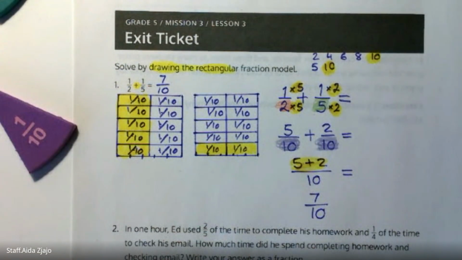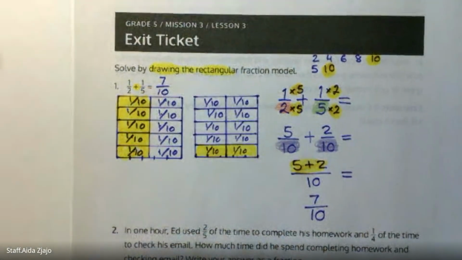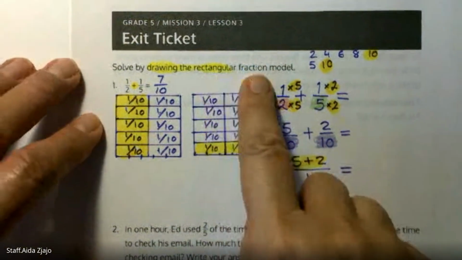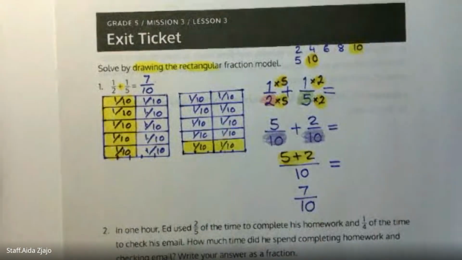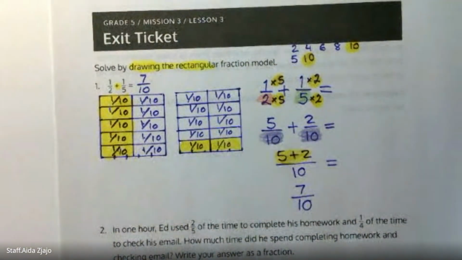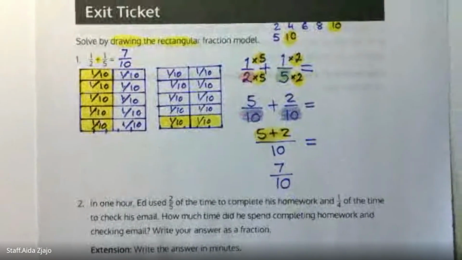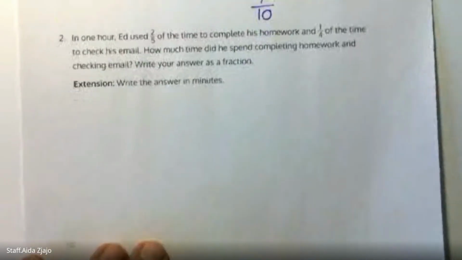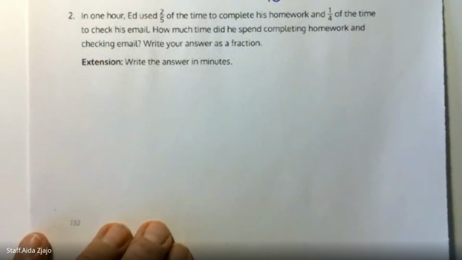And that is problem 1, and we showed a fractional model, a rectangular fractional model, and also pieces. Let's talk about number 2. All right. Okay, this was it. Now I'm going to move to 2.